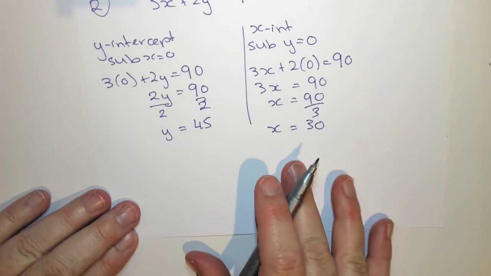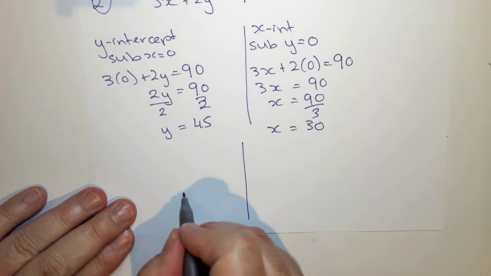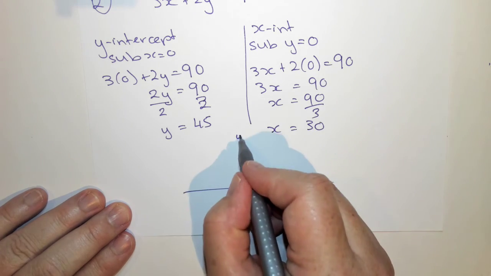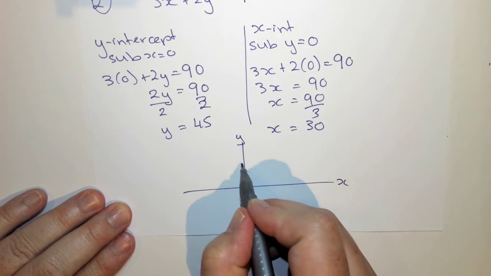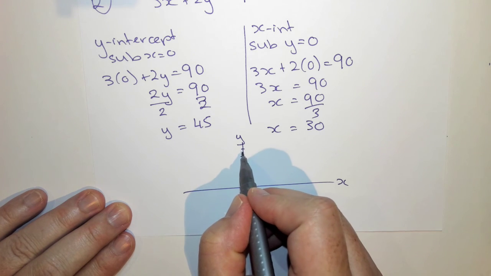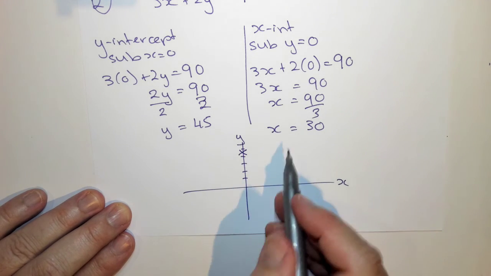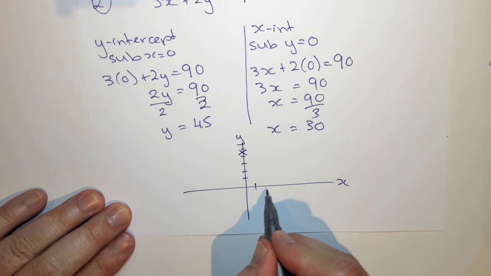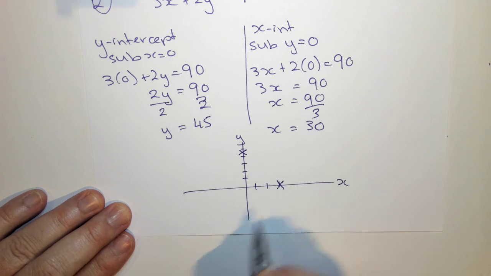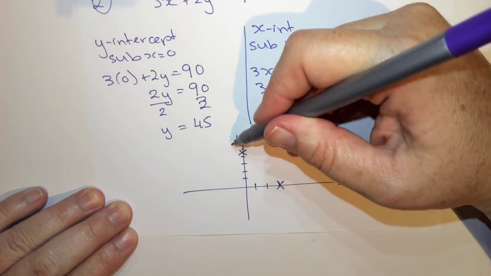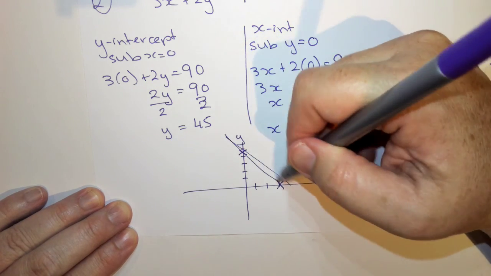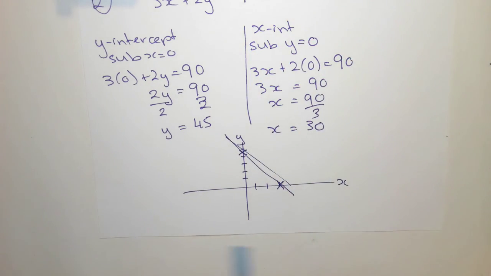So now when I come to draw this graph, it's going to cut my y-axis at 45, 20, 30, 40, 50, so right about there, and it's going to cut my x-axis at 30, 10, 20, 30, right about there. And I'm going to draw a line that goes through those two points. And there we are.